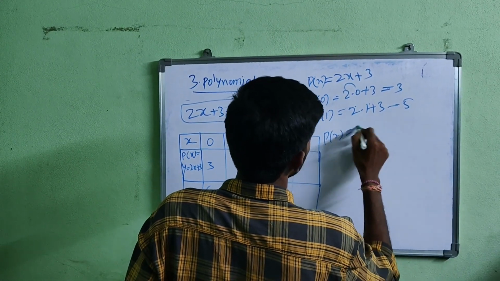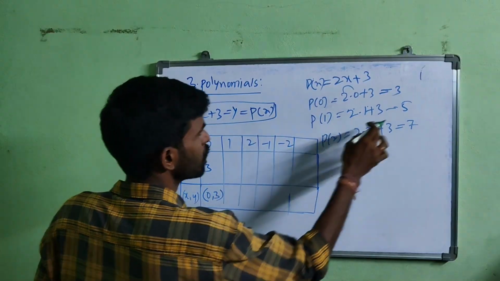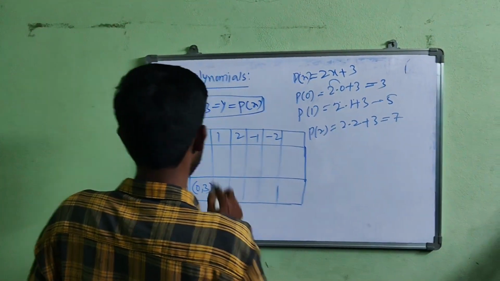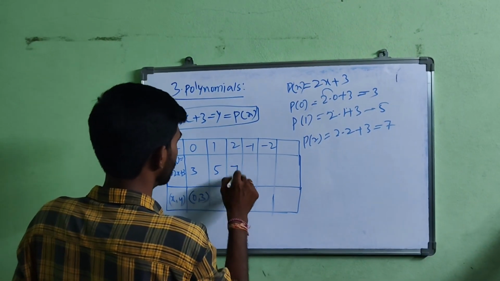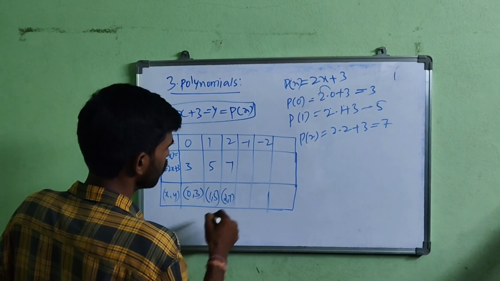P of 2: 2 2s are 4, plus 3, 7. Now how much is it? 3, 5, 7, right? Here the points are (1, 5) and (2, 7).